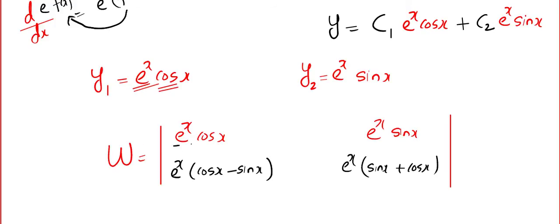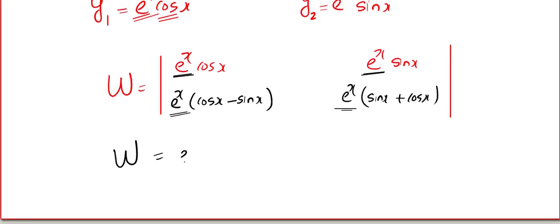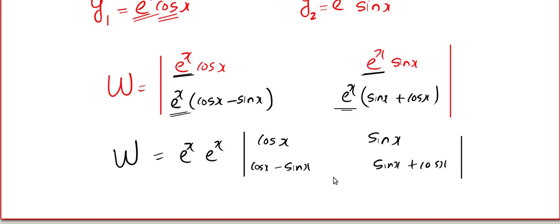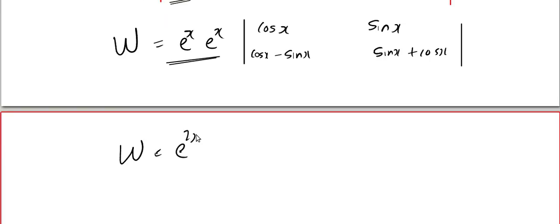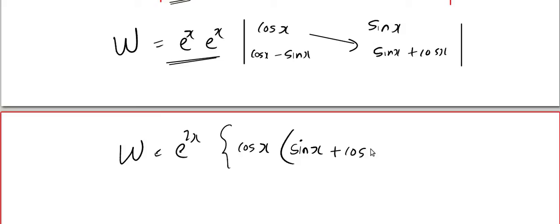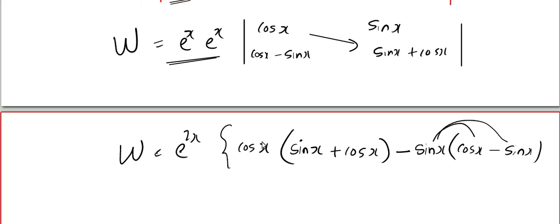Anyway, in determinants, we can take common from each row or each column. Anyway, this is going to come outside, from the first row and from the second row, and we have cos x, sin x, cos x minus sin x, and sin x plus cos x. So this becomes e to the power 2x, because a power m and a power n is a power m plus n, and the determinant will be, you can expand this, so cos x times sin x plus cos x minus sin x times cos x minus sin x, and open the brackets.